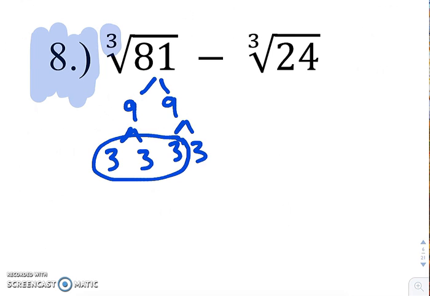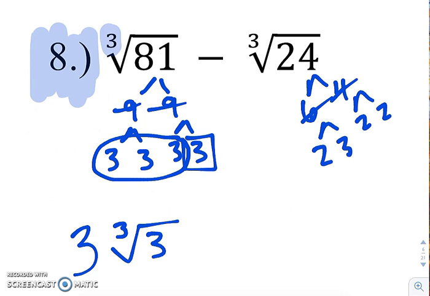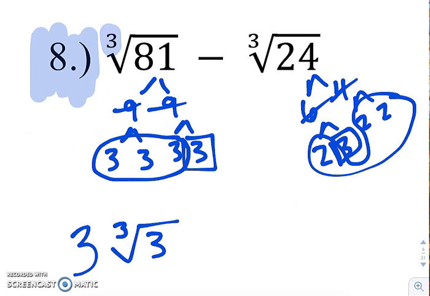So that group still comes out. That 3 is still what's left. So it's just 3 cubed root 3. One group still equals one number out in the front. So let's do 24. It doesn't matter if you use 12 and 2, 6 and 4, or 8 and 3. You'll still end with the same thing. So it looks like we've got one group of 2's and a 3 left. So we've got 2 on the outside, cubed root of 3.